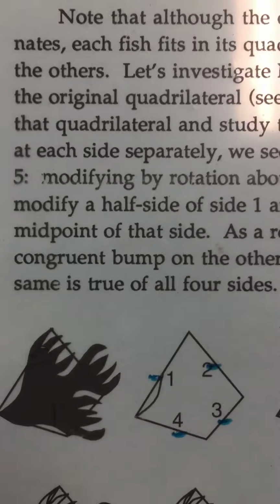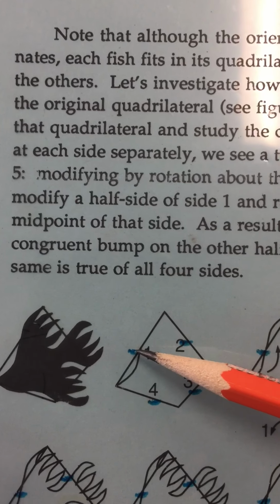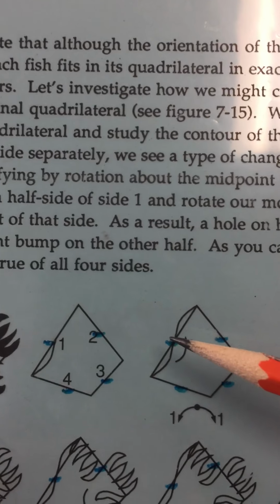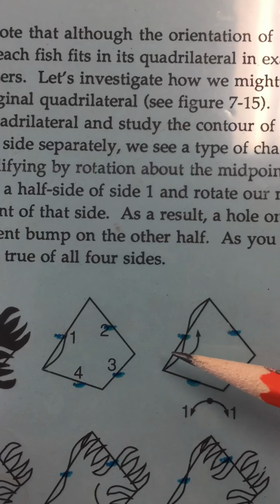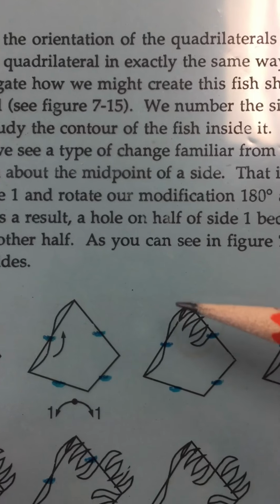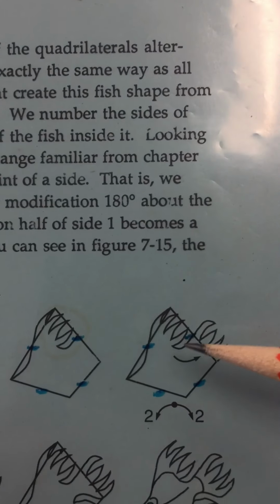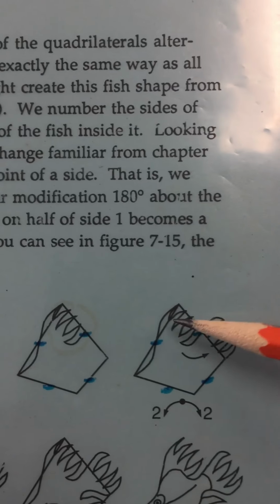There's the quadrilateral. Notice that all 4 midpoints are marked. That's important. This time when you draw the squiggle, it's only going to be from the vertex to the midpoint only. Then we're going to rotate around the midpoint. So this is a half turn around the midpoint. Then we'll draw a squiggle from the vertex to the midpoint. Again, rotate around this midpoint.